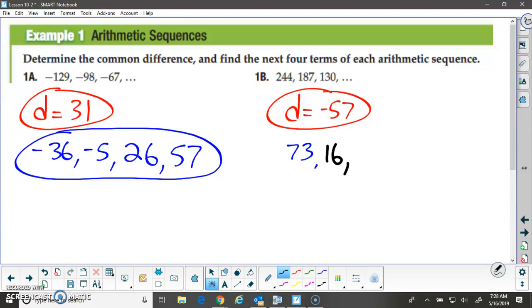And then subtracting 57 again will give us -41. And then another 57 will give us -98.